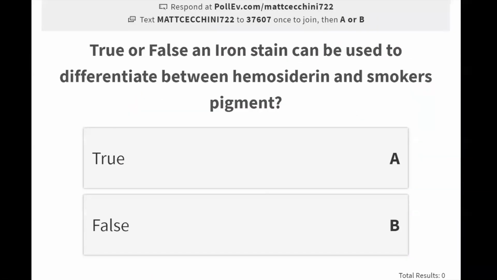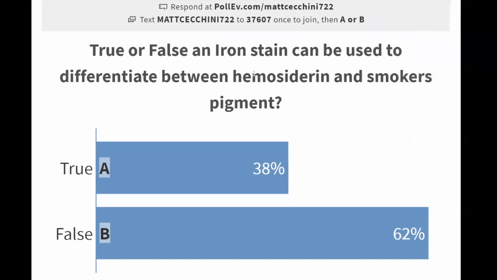Okay, and so last question about the pigment, and then we'll move on: true or false? An iron stain can be used to differentiate between hemosiderin and smoker's pigment. What does everyone think? Can you just do a Perls' Prussian blue and that'll tell us, and we don't have to worry about making this distinction? Good job. So it actually is false. You can get positive iron staining in both hemosiderin and smoker's pigment. So an iron stain doesn't help exclude one or the other. So you really have to do it based on morphology.